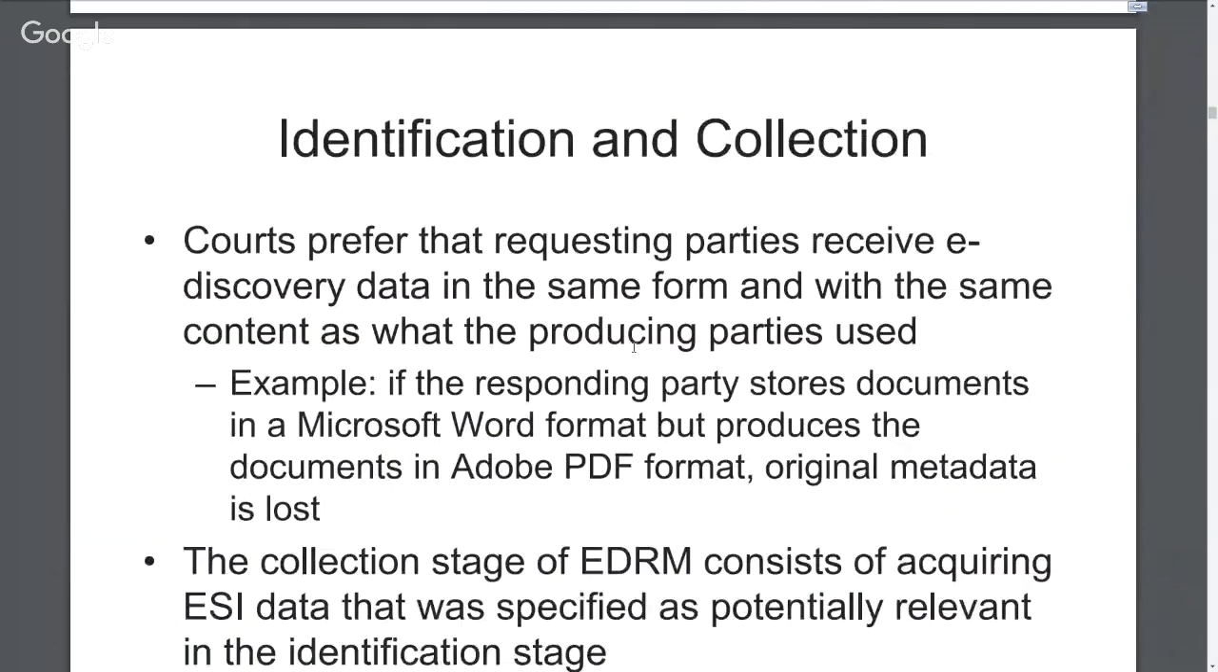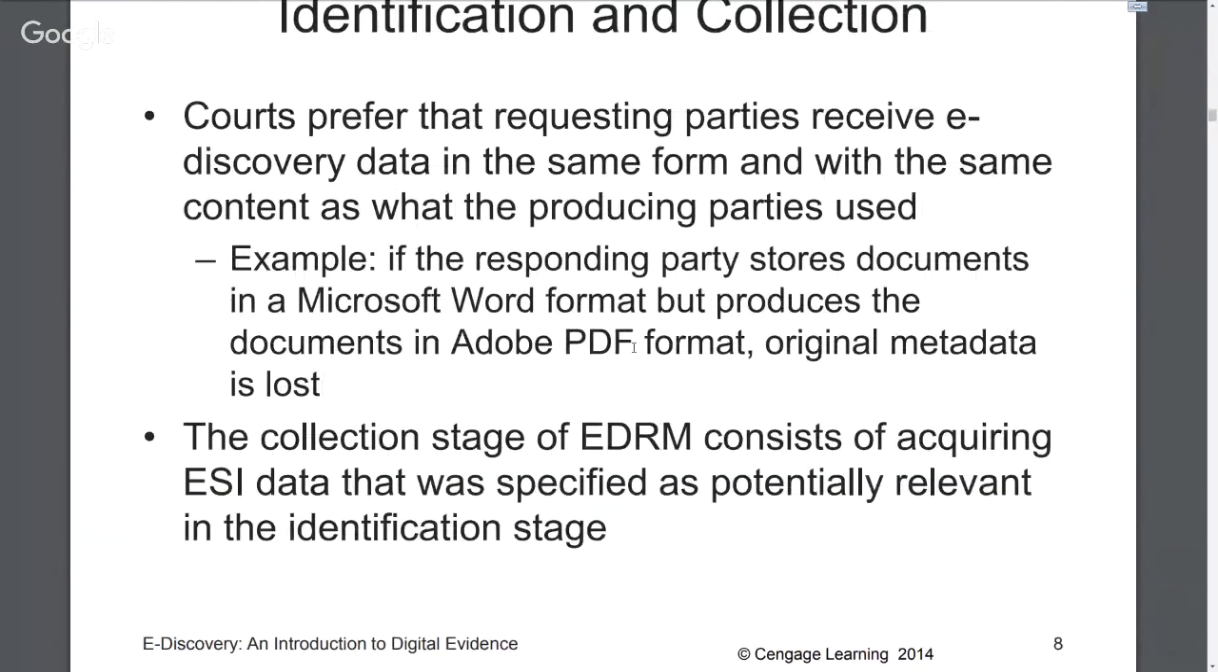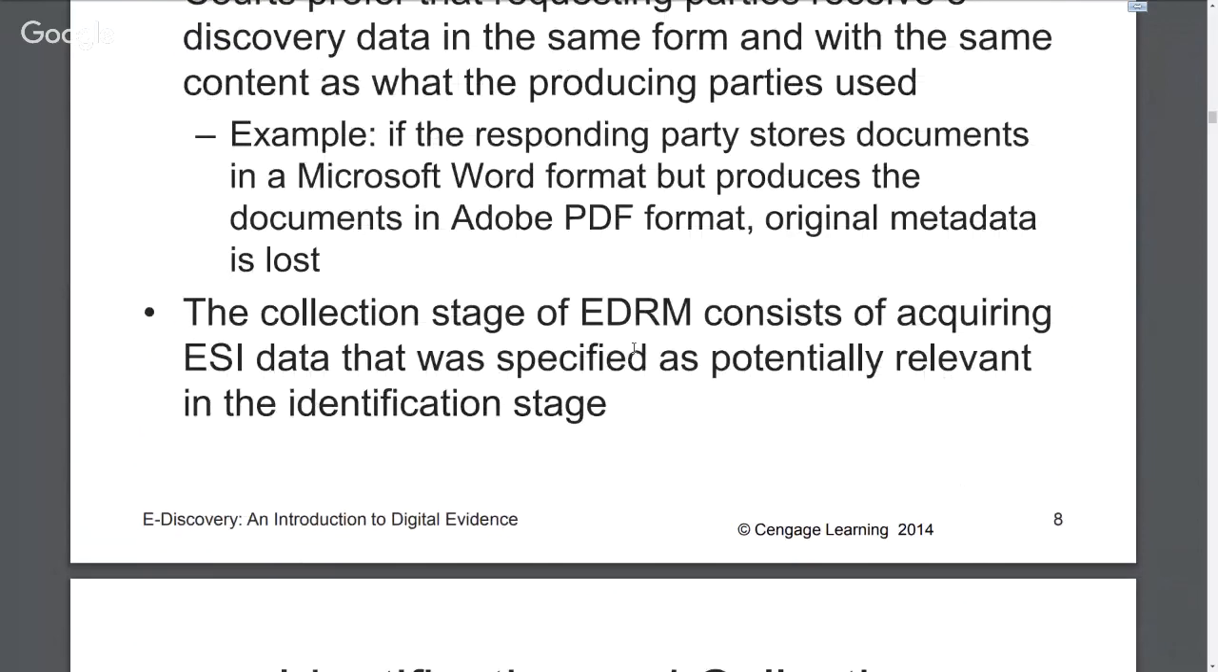For identification and collection, courts prefer that requesting parties receive the e-discovery data in the same form with the other content. For example, if the responding party stores documents in a Microsoft Word format and produces them in a PDF, that original metadata is lost, as well as formatting changes, and it could be argued that something else is lost as well. This ESI data is specified as potentially relevant in the identification stage.